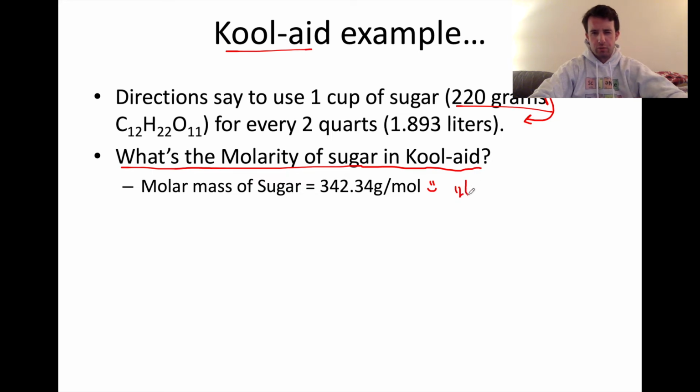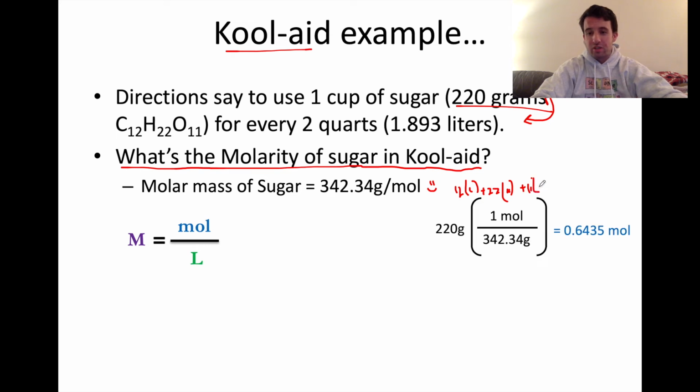You get 342.34 grams per mole. So in order to figure out the molarity of sugar, we have to figure out how many moles of sugar we have. So we're going to take this 220 grams of sugar and convert that into moles using this 342.34 number. When we do that, we get a value, I think it's 0.6423 moles. And then we're going to divide that by our total number of liters, because molarity is just moles divided by liters. So that's where we get the 1.893 liters.